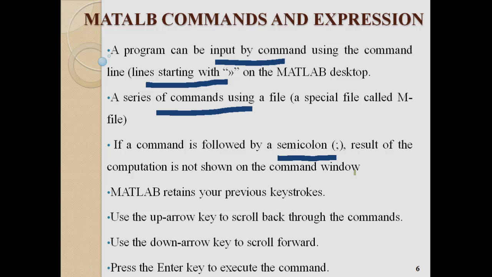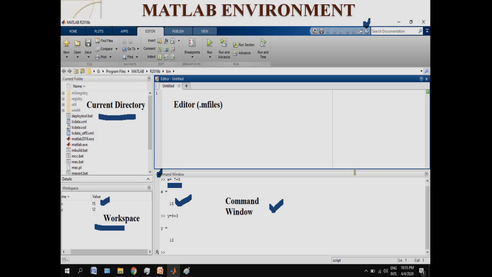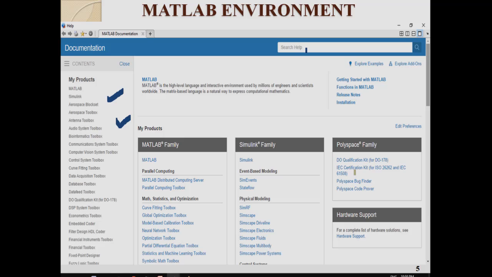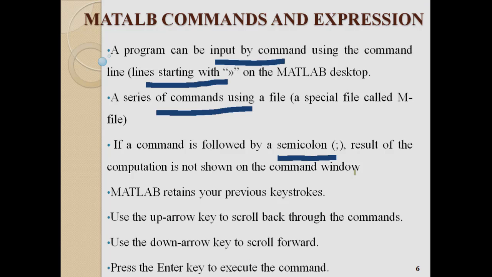For example, if you move backward, you will find that for x equals 7 plus 8, we haven't given any semicolon and the result is shown. If we give the semicolon, the result will be suppressed. MATLAB has the ability to retain previous keystrokes, so use the up arrow or down arrow keys to scroll backward and forward respectively. The execution of a command is performed with the help of the enter key.